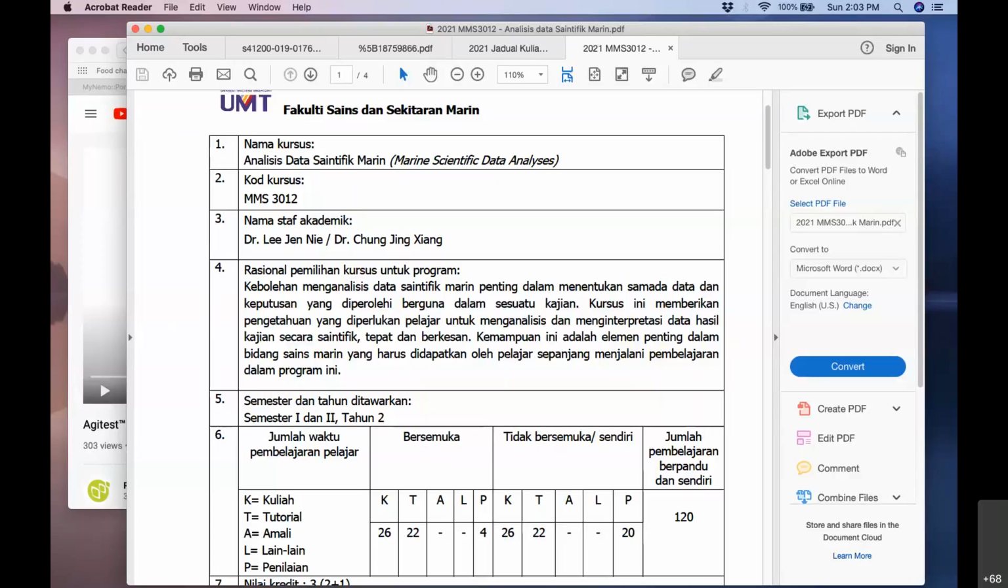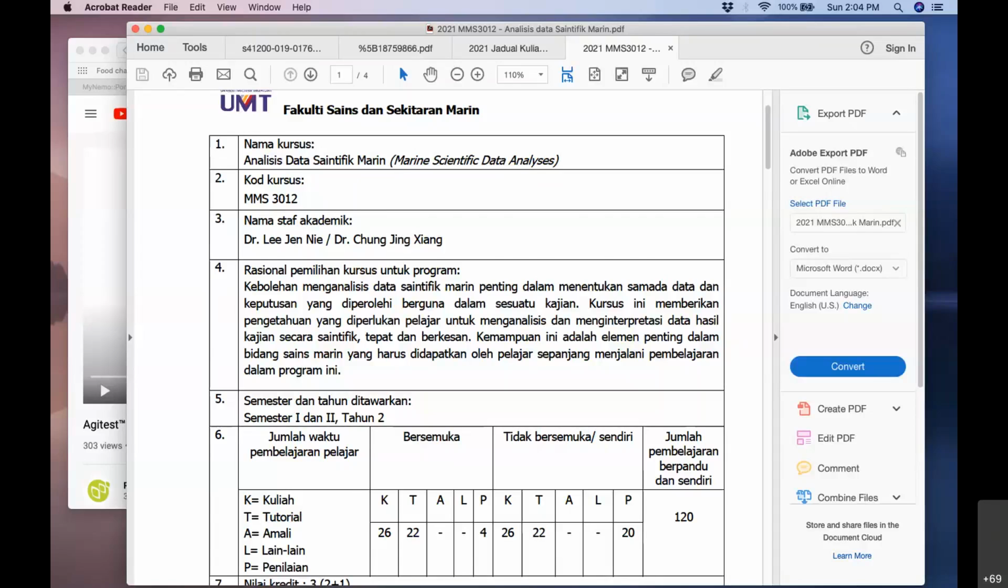Did your class have statistics? No, you only learn mathematics. Mathematics and statistics are different. Mathematics is 1 plus 1 equals 2, right? But statistics is how you collect and interpret. So we are going through statistics.